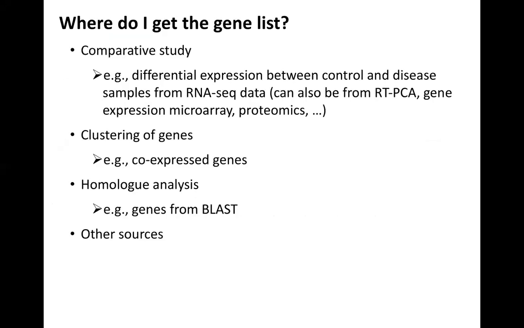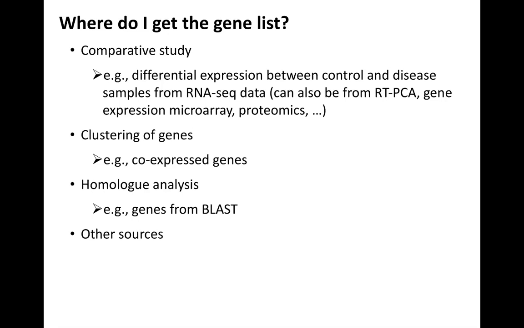So where do I have the gene list? For example, if you do a comparative study, you generated RNA sequencing data for 5 Alzheimer mice, and you compared that with 4 control mice, and you got a list of differentially expressed genes. Then the question is, what's next? Usually the question comes down to what are the common things among those genes?